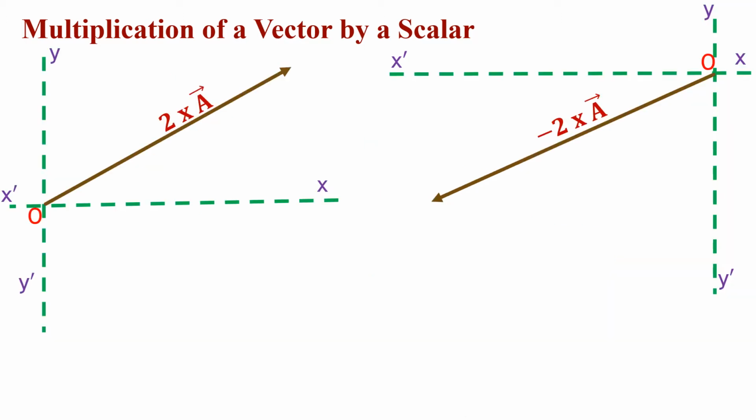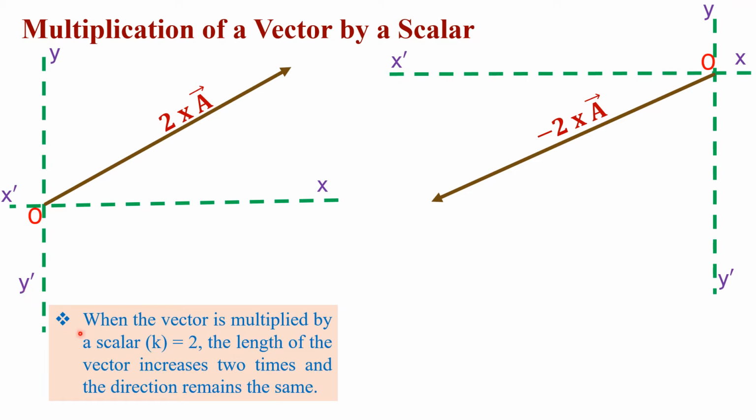When we multiply vector A with the scalar number 2, we get 2 times vector A. The direction of vector A after multiplication with 2 remains the same, but the length of vector A becomes double. When the vector is multiplied by a scalar k equal to 2, the length of the vector increases 2 times and the direction remains the same.